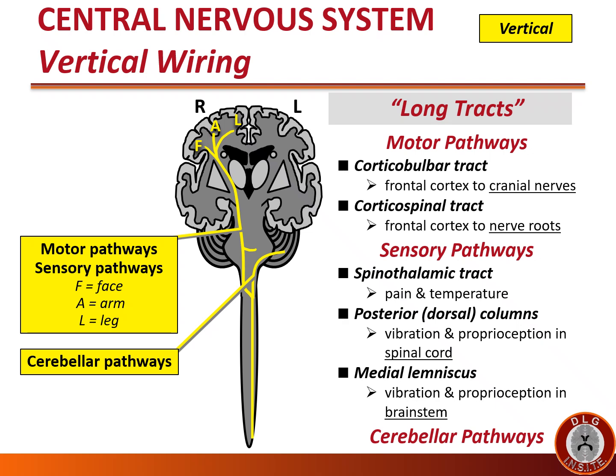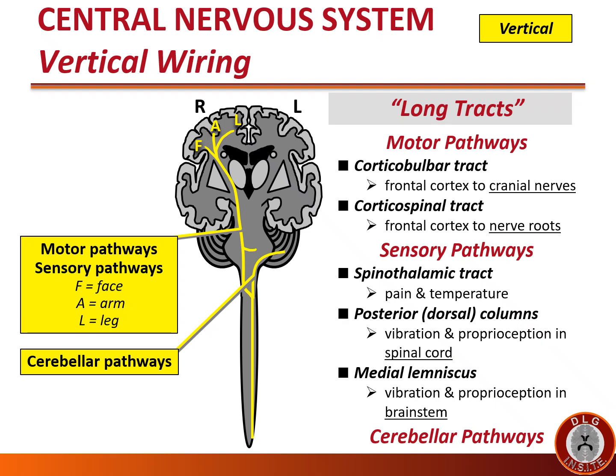In the spinal cord, the pathway that carries vibration and proprioception is called the posterior dorsal columns because they run in the posterior aspect of the spinal cord. Those same pathways, when they get to the brainstem, run in the middle of the brainstem, and so it changes its name to medial lemniscus. They'll realize that the medial lemniscus is simply a continuation of the posterior dorsal columns.